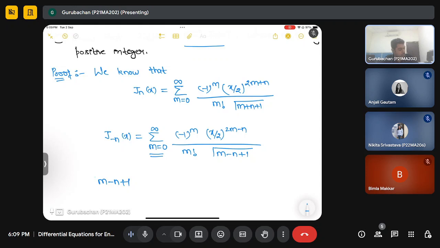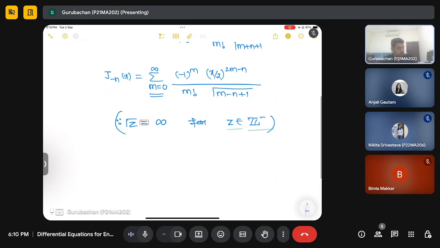So gamma of z is infinity for z equal to minus 1, that belongs to the negative integers. I will also show that. Ultimately the series is going to start from m equal to n and tend to infinity. So let me first of all justify this statement.